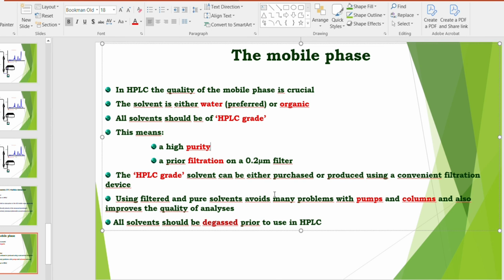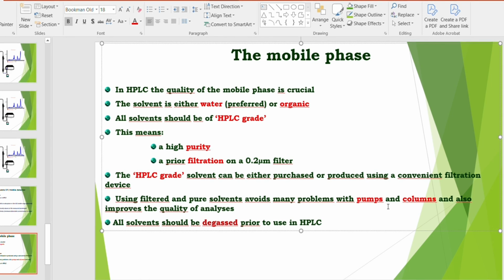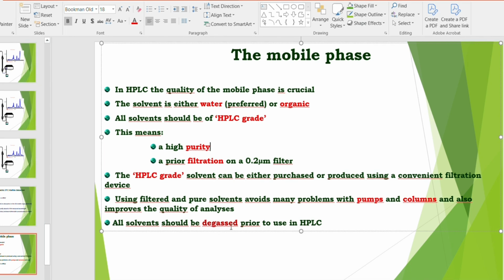The solvent can be either purchased or produced using a convenient filtration device. Also, you have to check its conductivity. It should be in the range. Using filters and pure solvents avoids many problems. You don't use technical grade or analytical grade solvents. You have to use a very high, HPLC grade solvent that can easily be purchased from the manufacturer or through good companies. Pumps and columns improve the quality of analysis. All solvents should be degassed, so you have to degas. You have to remove the air bubbles or moisture before using it in the HPLC system.